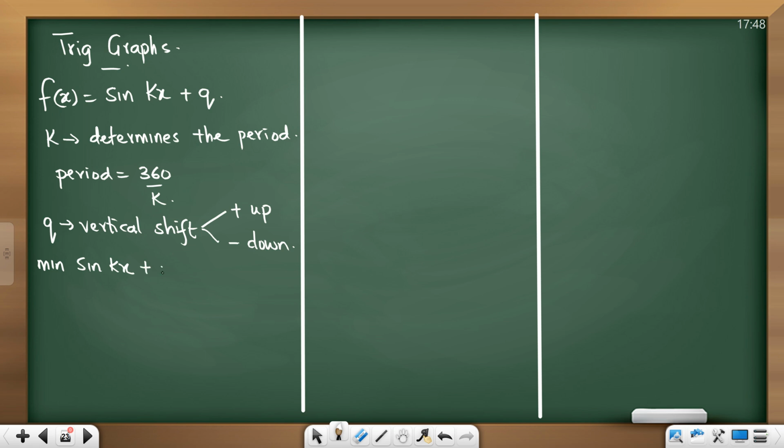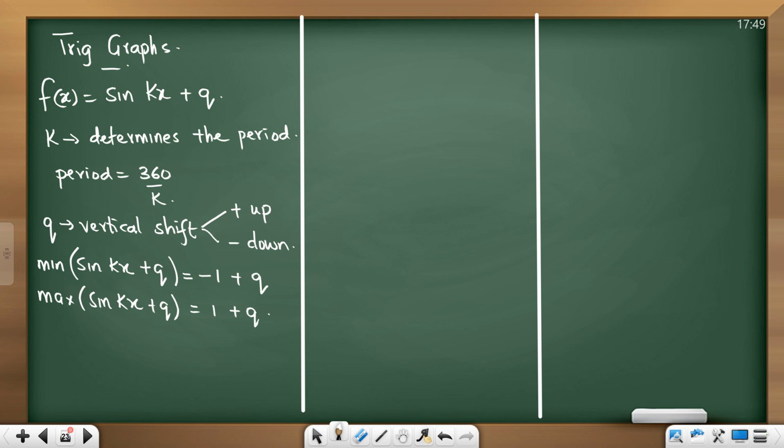Okay, so if I say plus q, what will our minimum be? We would have shifted. Okay, what about the maximum of sine kx? Maximum is 1 plus what? Q. Okay, can I change something quickly?